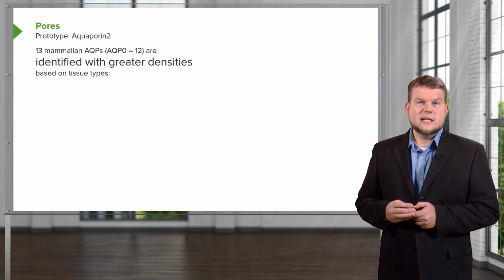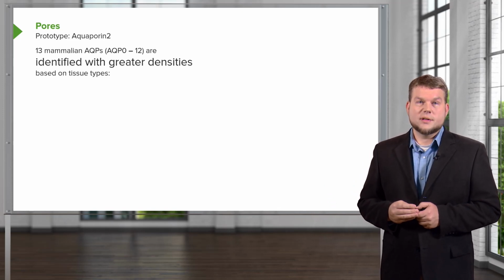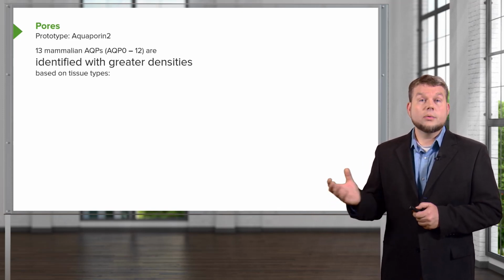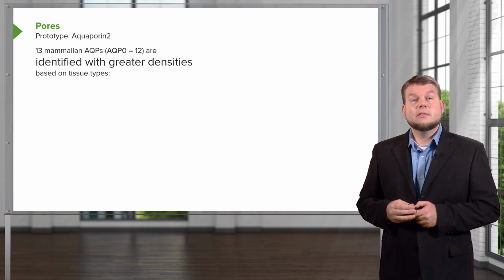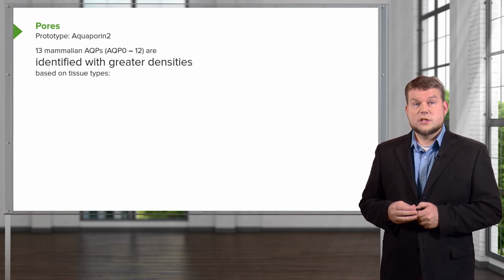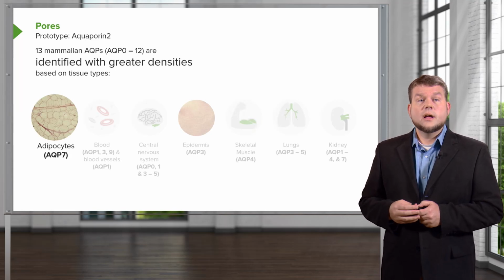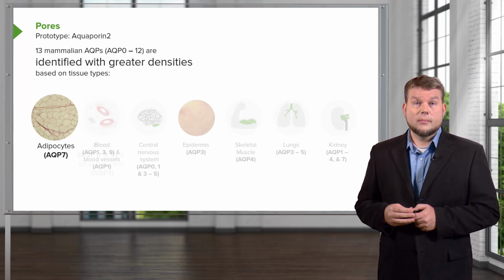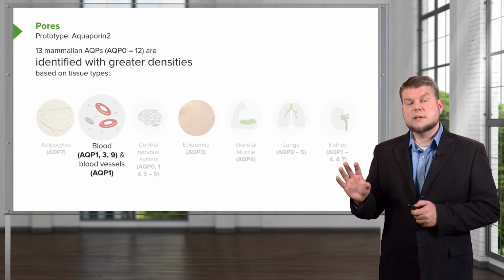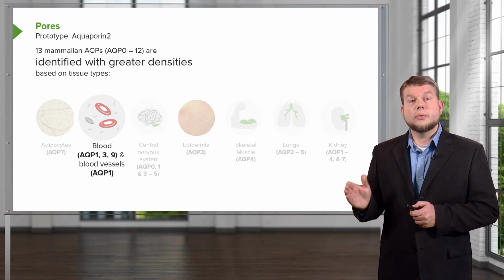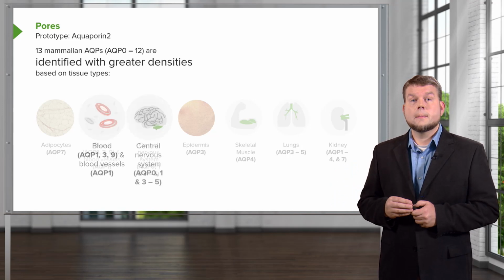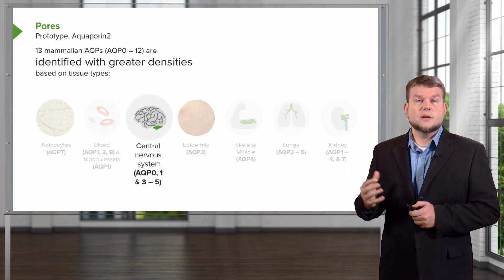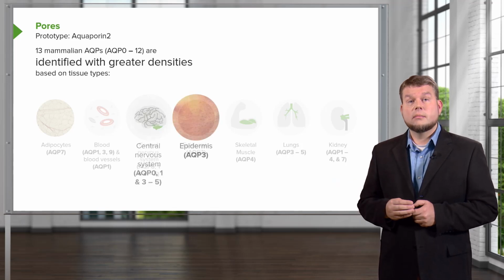There are 13 primary types of aquaporins, and we label those from 0 to 12. They are in various densities in different tissues. So, adipocytes, or fat cells, have aquaporin 7 in them. Blood has more specific types of aquaporins, 1, 3, and 9. The central nervous system, or brain, has 1, 3, 4, and 5.